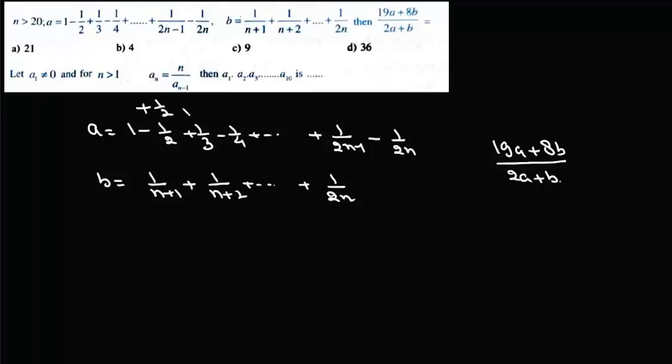Now what we will do is, we add 1 by 2 and we will subtract 1 by 2. We will add 1 by 4 and we will subtract 1 by 4, and we will do it for all the even terms.